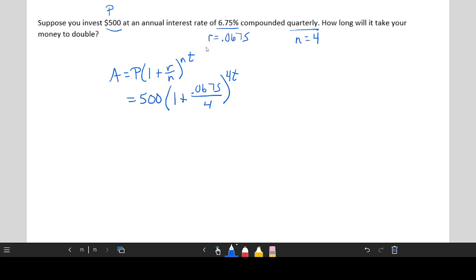t is what we're solving for because it says how long will it take your money to double. So we're finding t. What about a? Did they give us a? Well, we want to know how long it takes for the money to double. We started with 500, so at the end of this amount of time, we're going to have twice that, so 1,000.